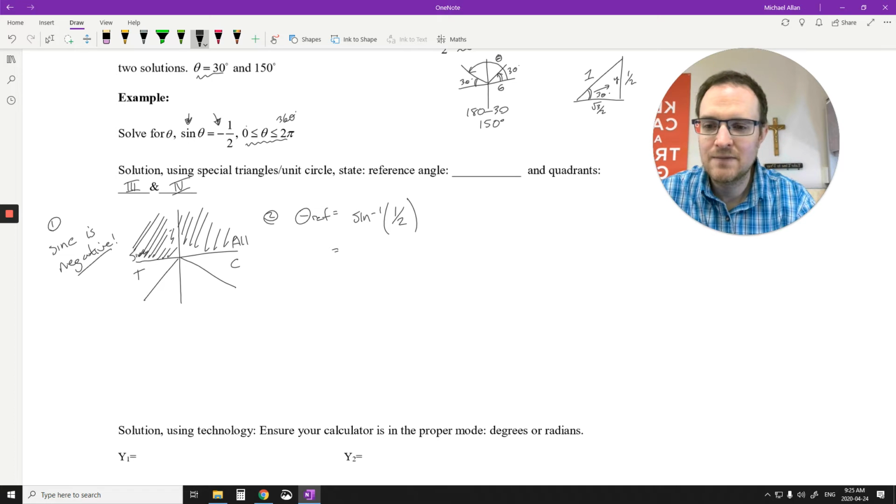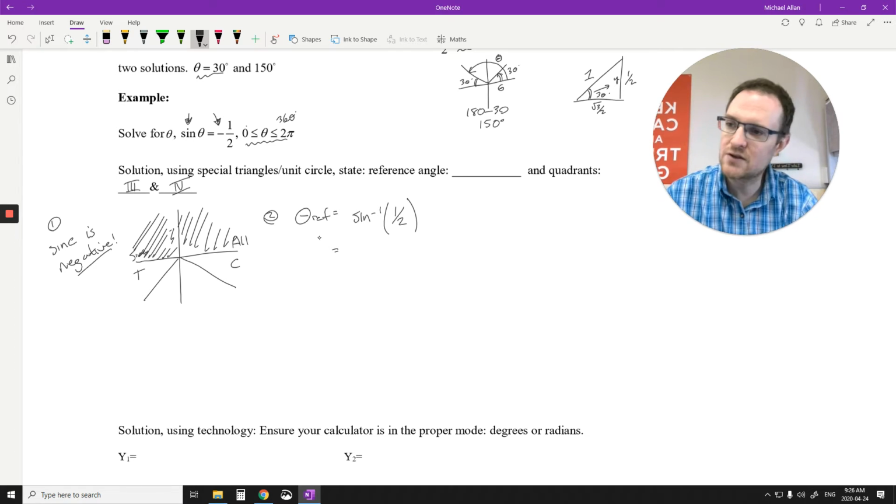Just go sine inverse 0.5 or 1 over 2. And what we get is 30 degrees. So there's my reference angle.